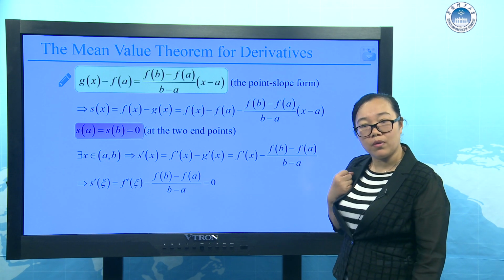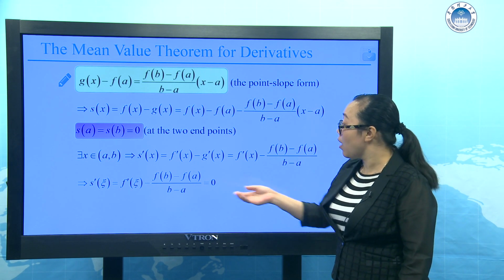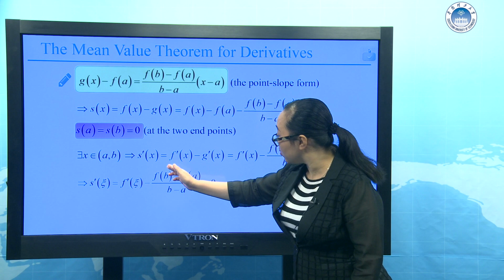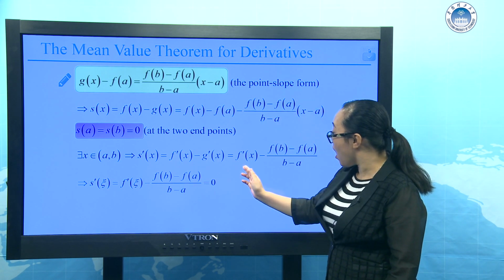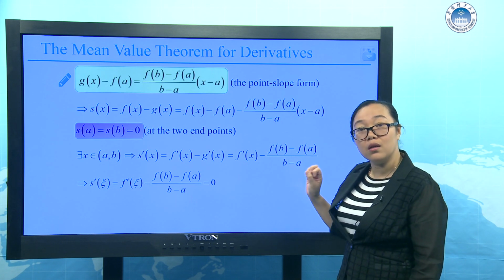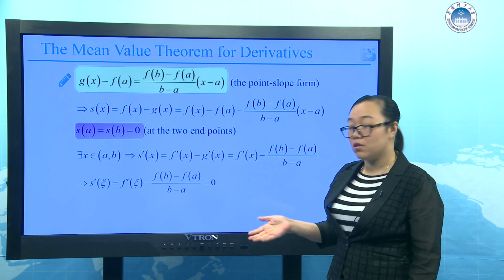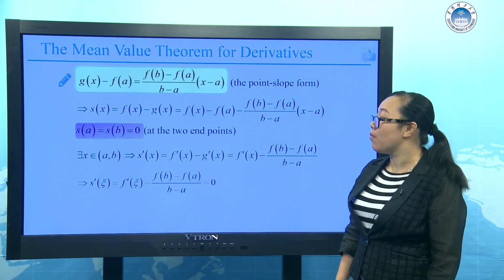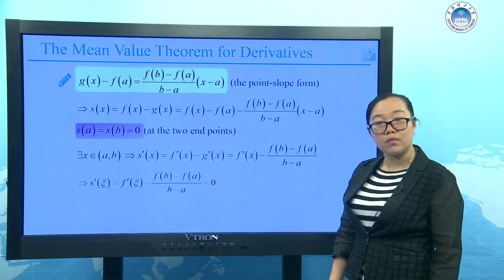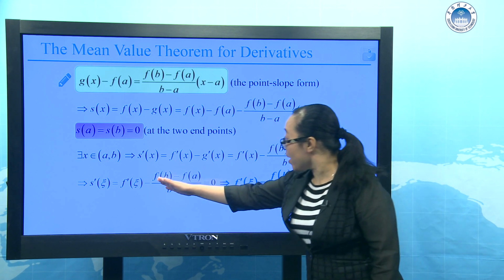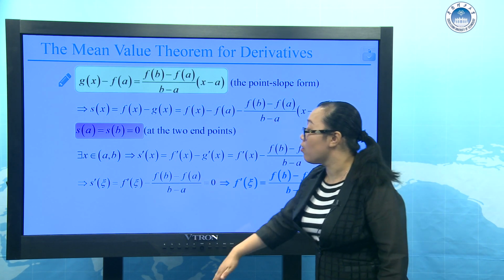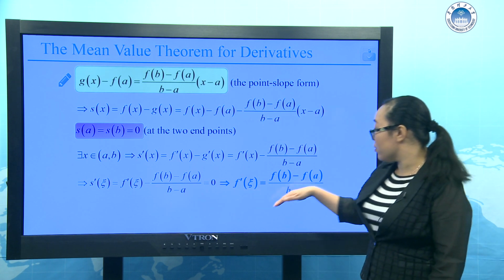Why write ξ? Taking the same variable: f'(ξ) equals f'(ξ) minus g'(ξ). Yes, taking in the same values. So we can get f'(ξ) equals 0. So now we can write f'(ξ) minus k equals 0, so f'(ξ) equals k.